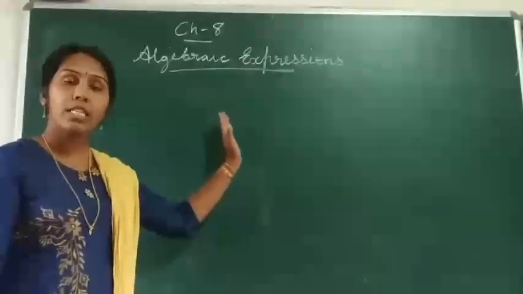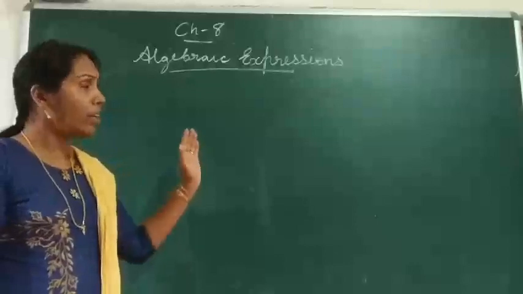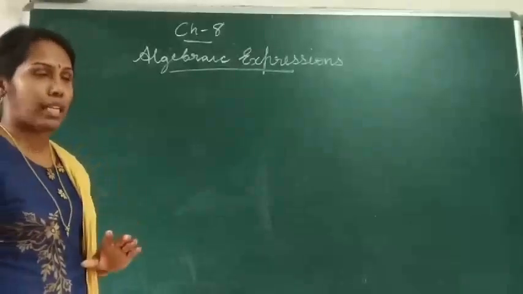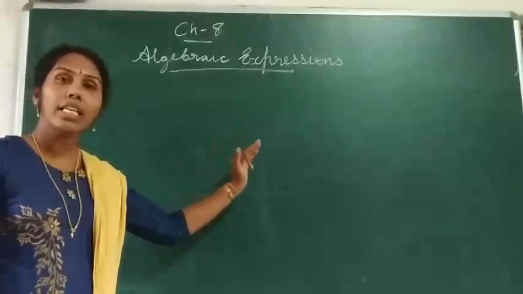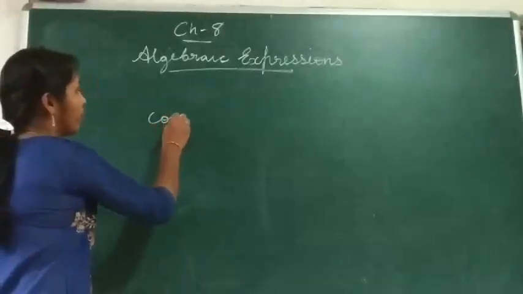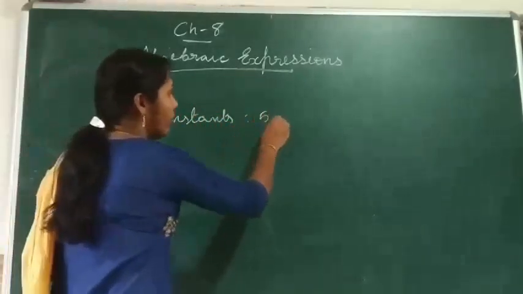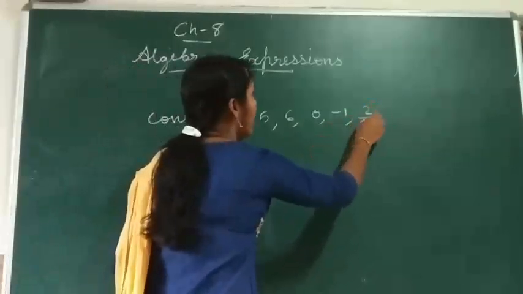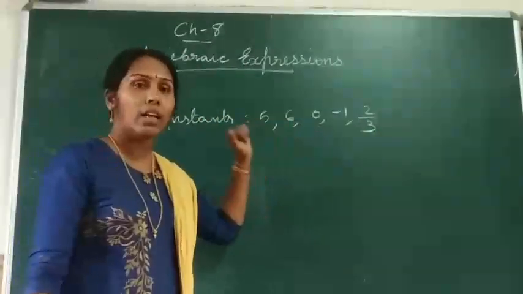Algebraic expressions are mathematical statements that contain two types of symbols. They are constants and variables. So first of all, let us see what constants are. Constants are values or symbols that can never change their values. For example, examples for constants: 5, 6, 0, -1, 2/3. All these values are constants because they can never change their values.